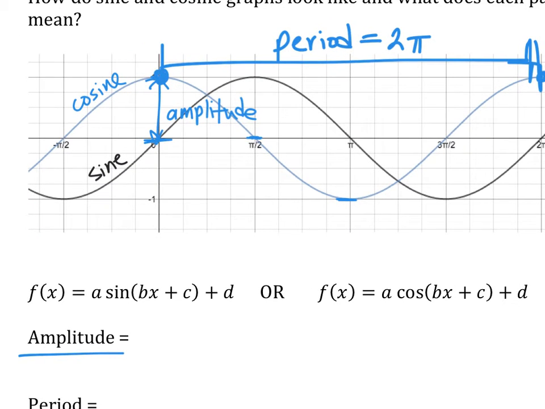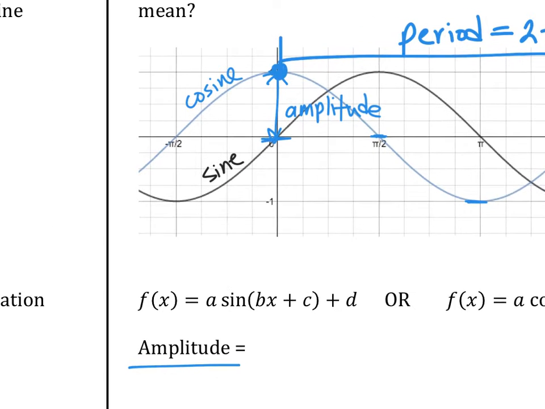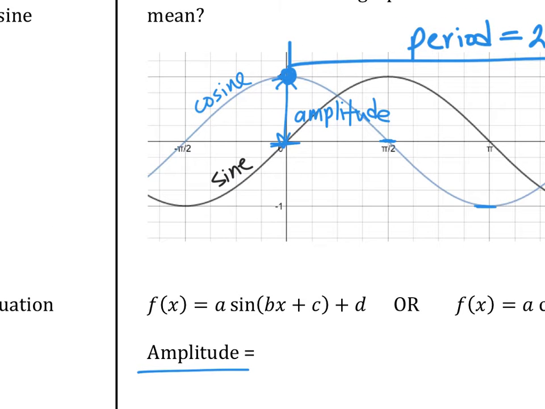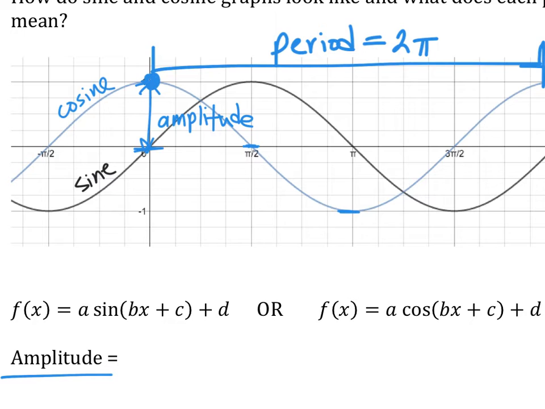All right. And you can see also the difference between sine and cosine. They're essentially the same graph. They're just offset by a little bit. We'll talk about that later, but this is offset by pi over 2.